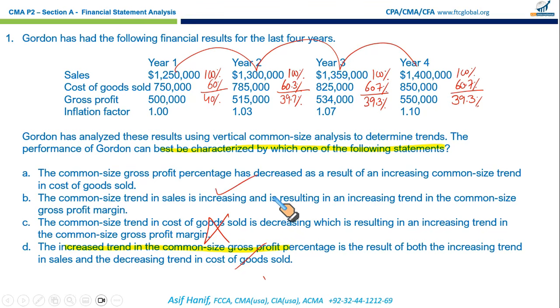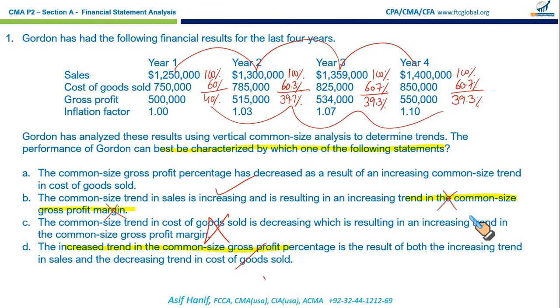Look at the second part. And is resulting in an increasing trend in common size gross profit margin. This part is incorrect. Gross profit is not showing any growing trend. In fact, it's decreasing. You can see. Second part of the statement is incorrect, which makes this statement wrong.